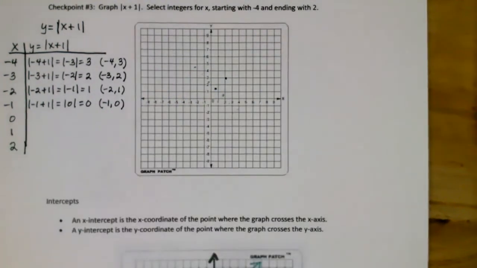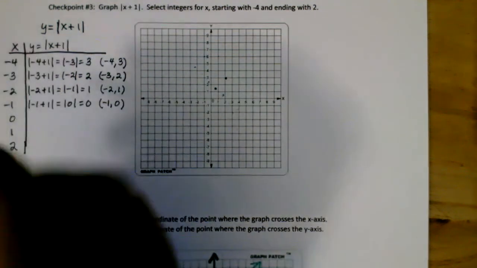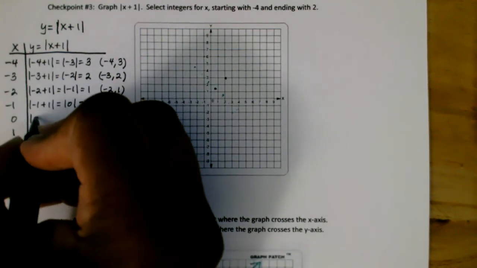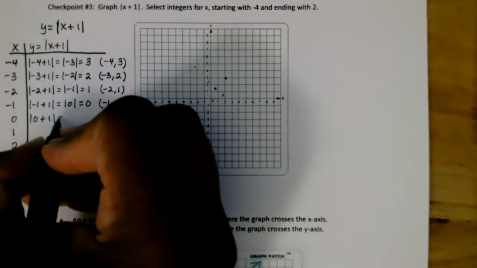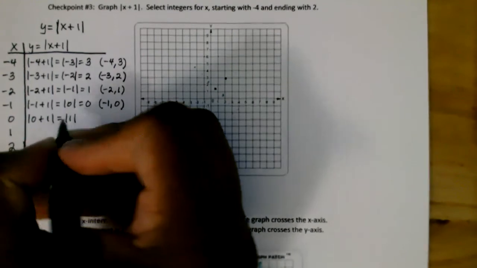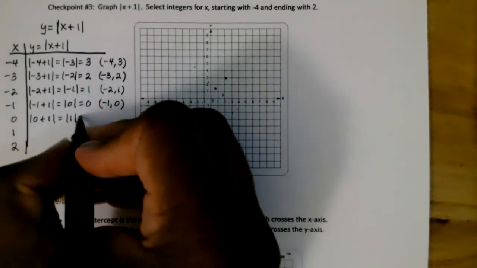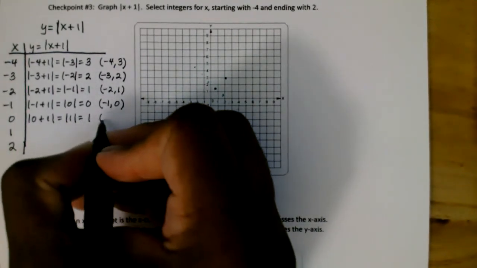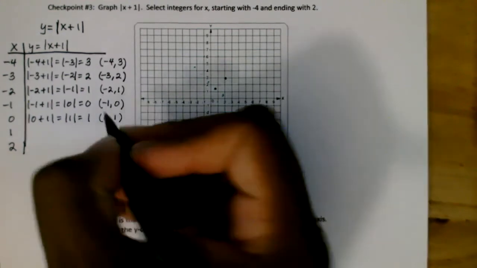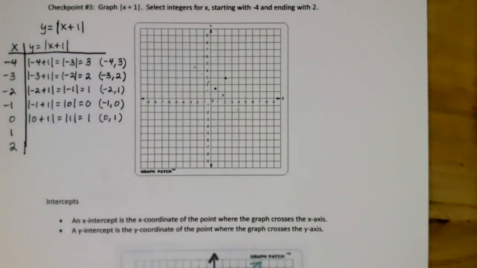So the next ordered pair would be -1, 0. And then for x equals 0, substitute 0 in, you'll get the absolute value of 0 plus 1. 0 plus 1 is 1. The absolute value of 1 is 1. So that ordered pair will be 0, 1.